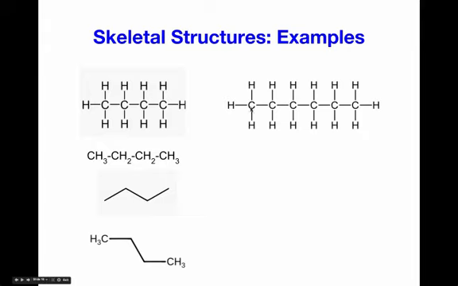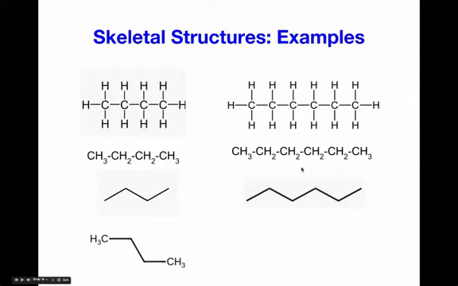This is hexane, 1, 2, 3, 4, 5, 6 carbons. This is the expanded structure for hexane. This is the condensed structure for hexane, and as you can see, this is the skeletal structure for hexane, because there are 6 carbons implied, 2 at the ends, 1, 2, and then there are 4 corners, 1, 2, 3, 4. So a total of 6 carbons. This is just the skeletal representation of hexane.